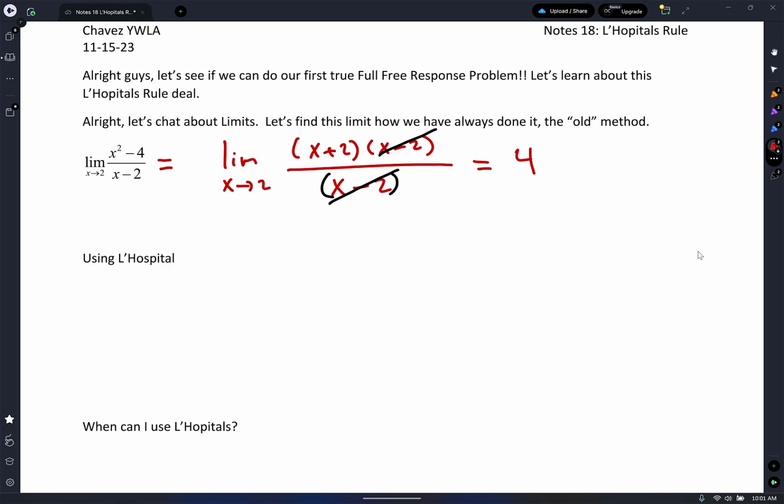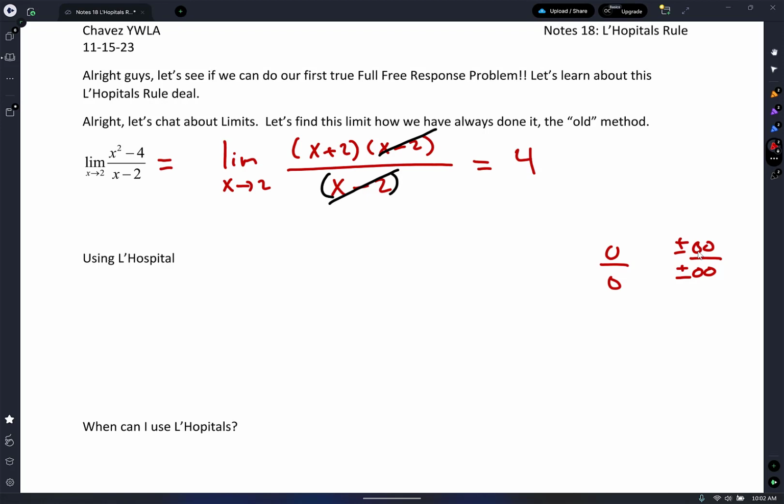Cool or not cool? All right, using L'Hôpital's rule. So L'Hôpital's rule states that if you get an indeterminate form, and there's only two that we're going to worry about, either 0 over 0 or infinity over infinity. And remember, positive or negative, it doesn't matter. And remember how I would tell you guys if it's 0 over 0, it most definitely has a limit. So here's what we do.